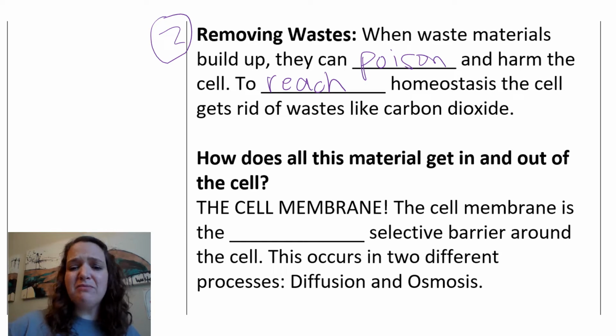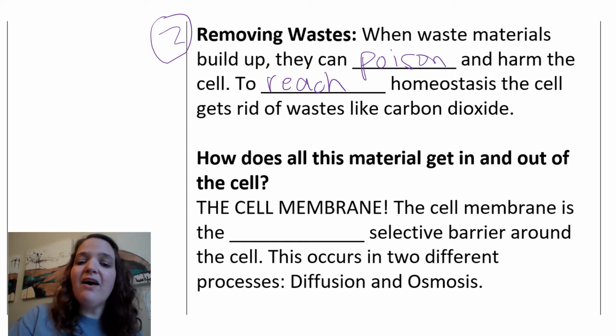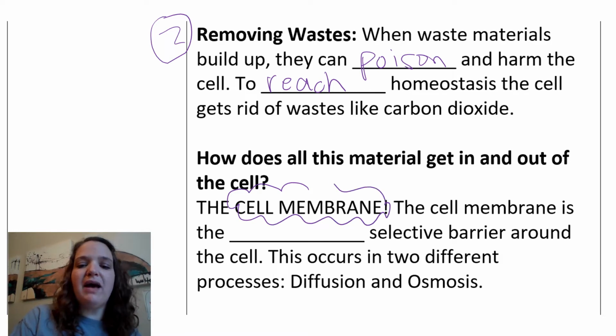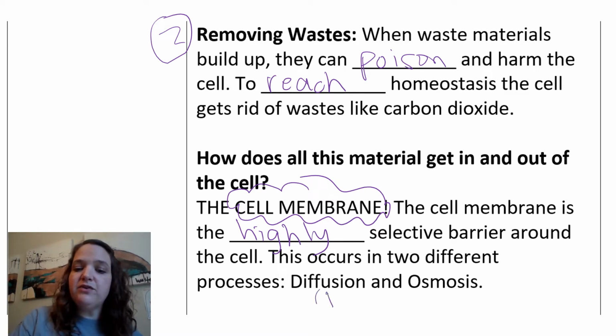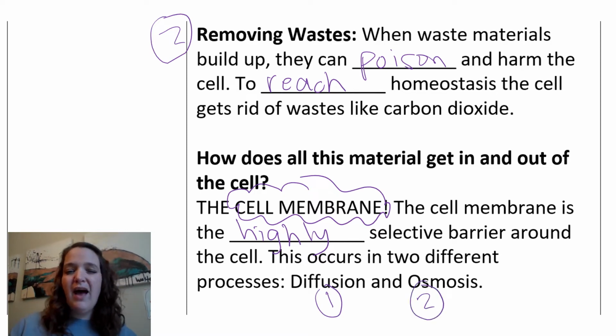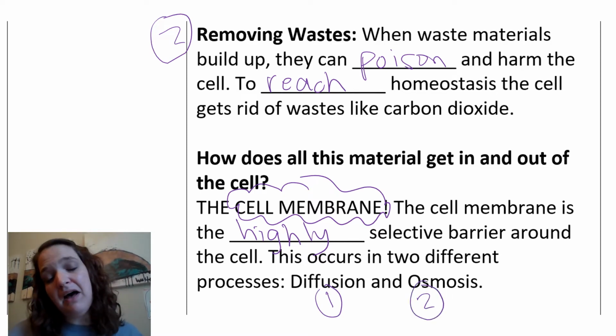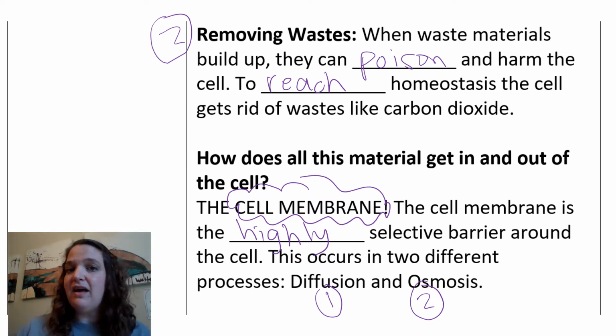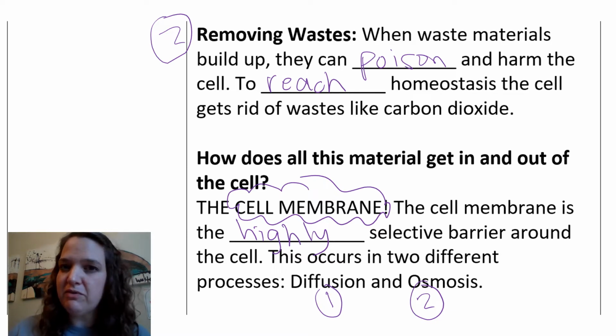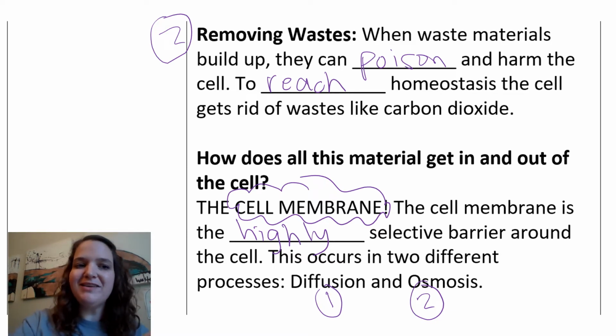How does this material get in and out of the cell? Of course, it's going to have to travel past or through the cell membrane. So the cell membrane is that highly selective barrier around the cell. This occurs in two different processes, diffusion and osmosis. Actually, osmosis is diffusion. It is just a type of diffusion that deals with a very specific material. So we're going to talk about that right now.